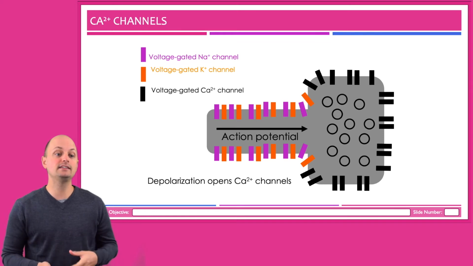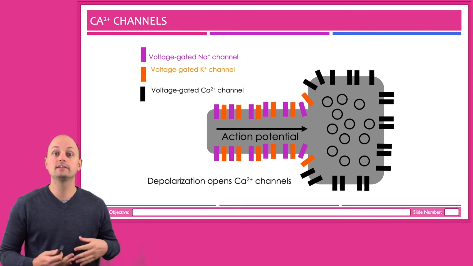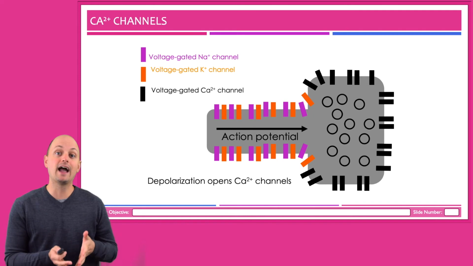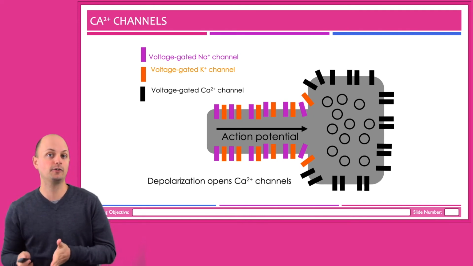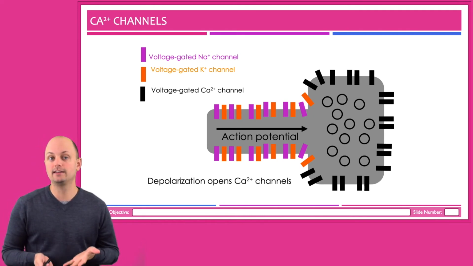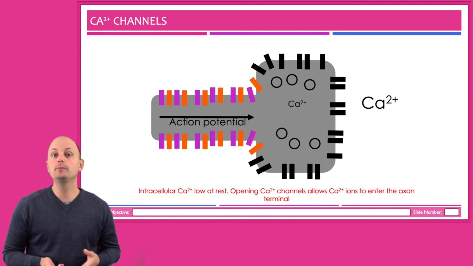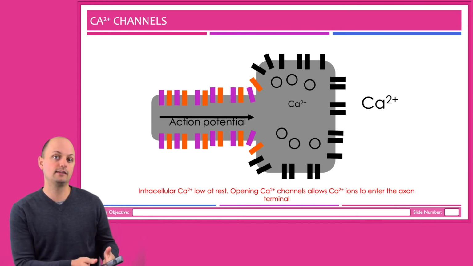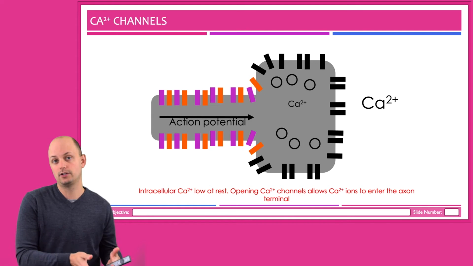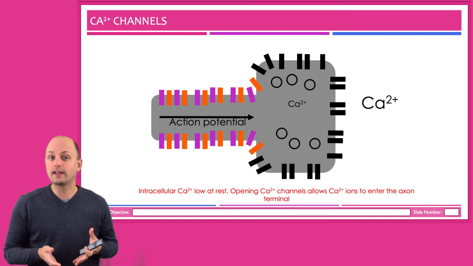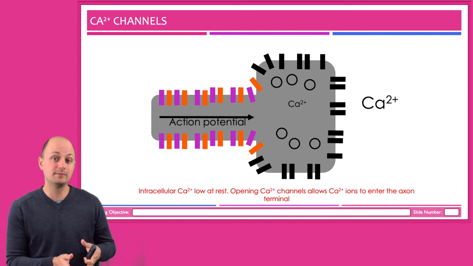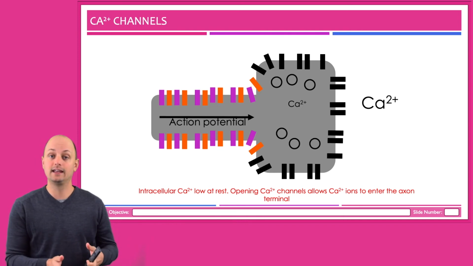So as the depolarizing sodium spreads from the last part of the axon segment into the axon terminal, it brings the voltage-gated calcium channels to threshold. That allows them to open. Now, remember from before that calcium is at a relatively higher concentration outside the cell and a relatively lower concentration inside the cytosol. So when those calcium channels open, it allows calcium to enter the axon terminal and allows those vesicles to dock and to release neurotransmitter.